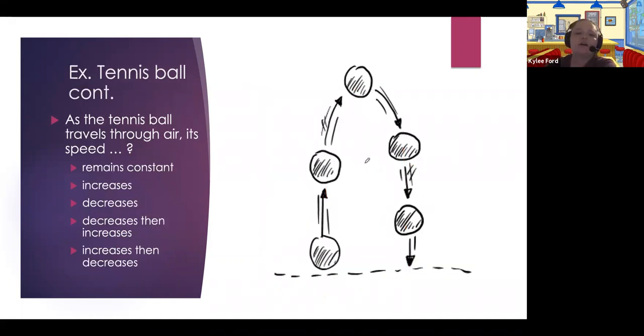Now if I have the same scenario, throw it up and it comes back down, as it's traveling through the air, what is its speed doing? Is the speed remaining constant? Is it increasing? Is it decreasing? Is it decreasing then increasing? Is it increasing then decreasing? Think about that for a second. If I have my g, again, constant in this direction, what is my speed doing?